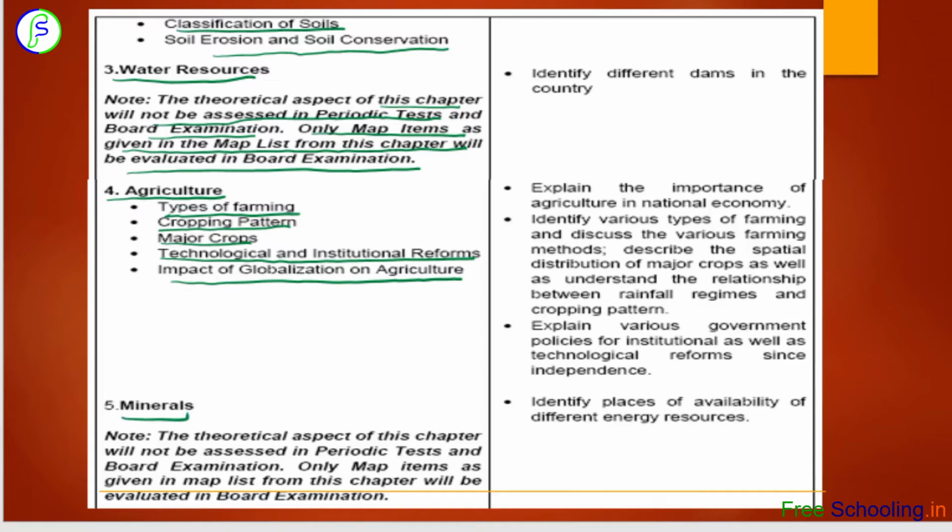Again we have a note out here. It says the theoretical aspect of this chapter will not be assessed in periodic tests and board examinations. Only map items as given in the map list from this chapter will be evaluated in the board examination. So same as I've said for Water Resources, only the maps will be assessed and the chapter won't be in periodic tests and board examinations.